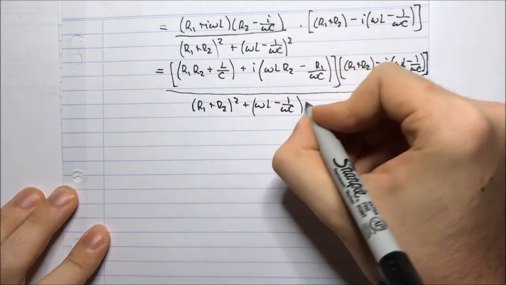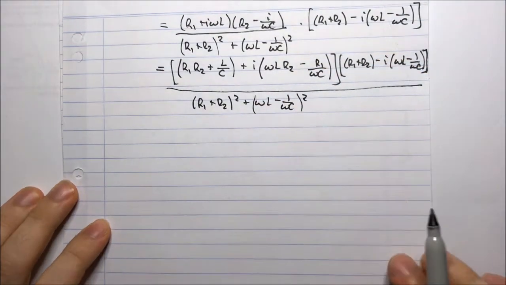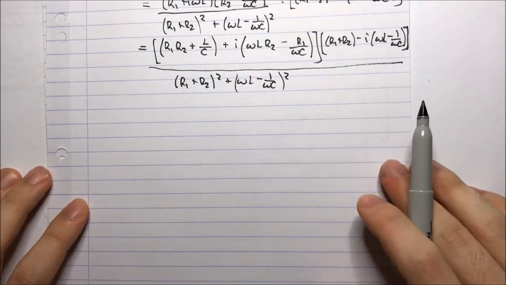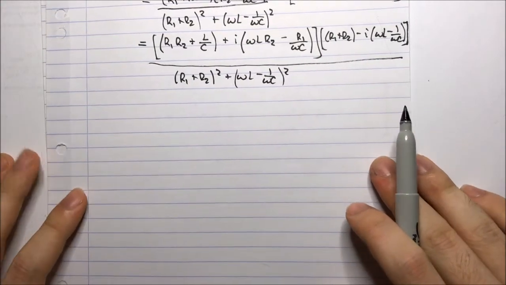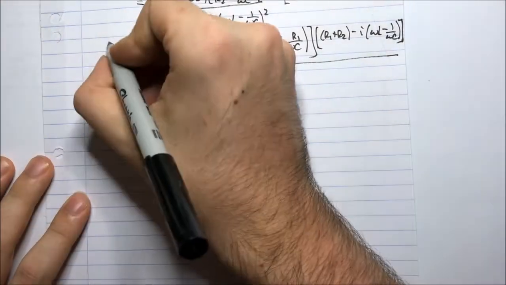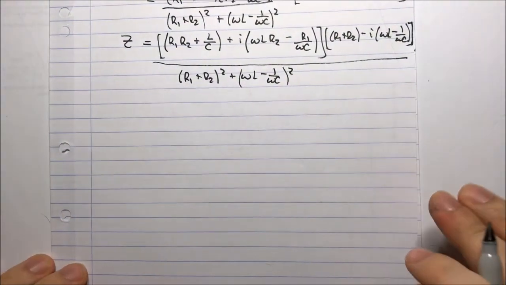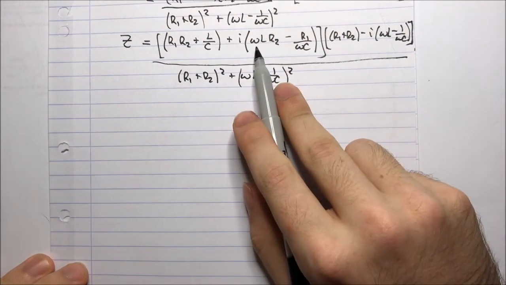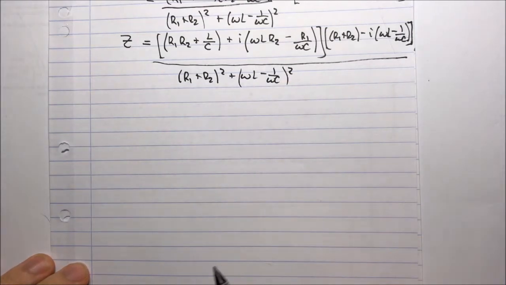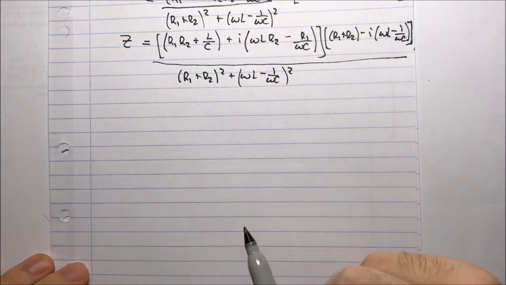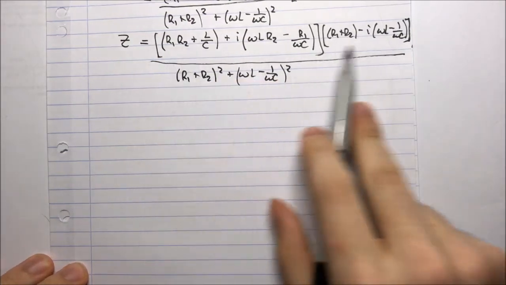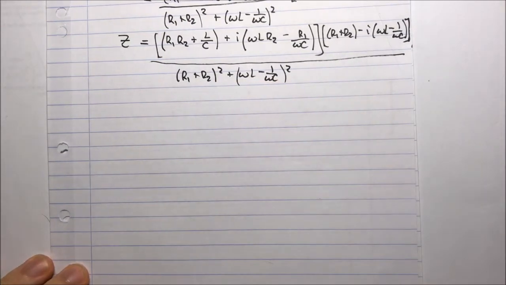Alright, now to expand this out would be even longer and much messier. So what I'm going to do is note that this is equal to z, and we're looking for the imaginary part of z, because we want to find the value of omega which will make this purely real. So I want to find what the imaginary part of z is and set that equal to 0. So I'm really only concerned with the imaginary part of this.